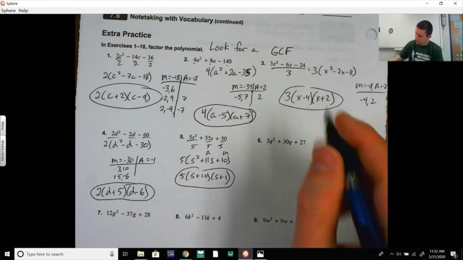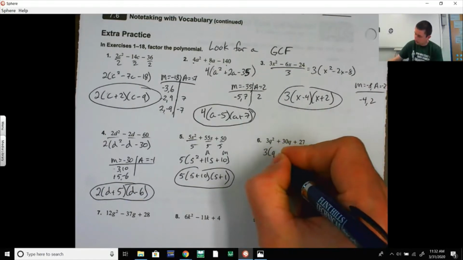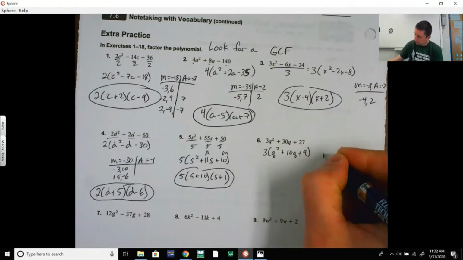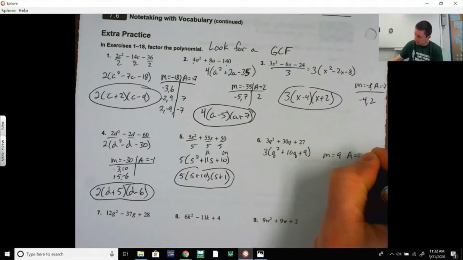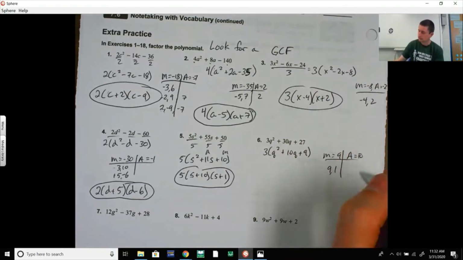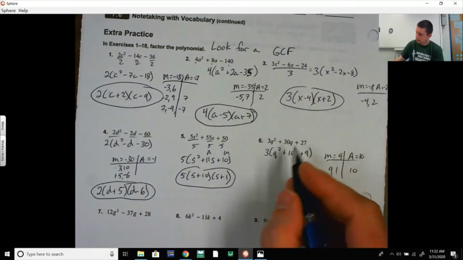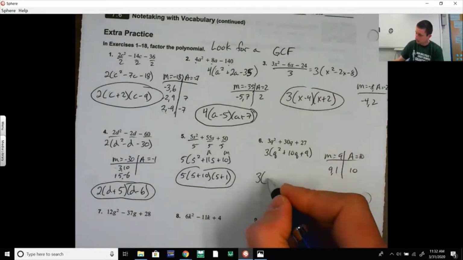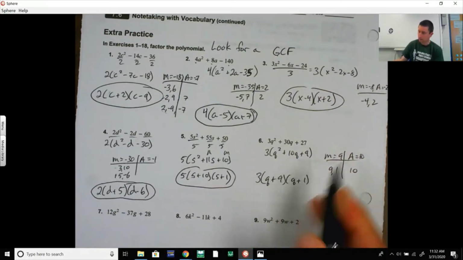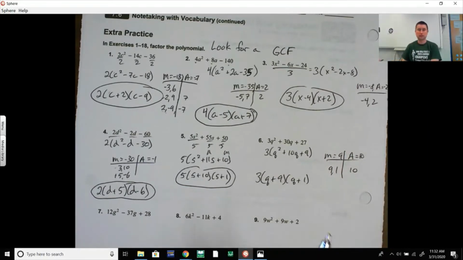We can take a 3 out. So 3 times q squared plus 10q plus 9. So it multiplies to 9 and adds to 10. It's going to have to be 9 and 1, because 3 and 3 would add to 6. So 3 times q plus 9 times q plus 1. Again, remember, it can be q plus 1 and q times q plus 9. So the parentheses can be switched.